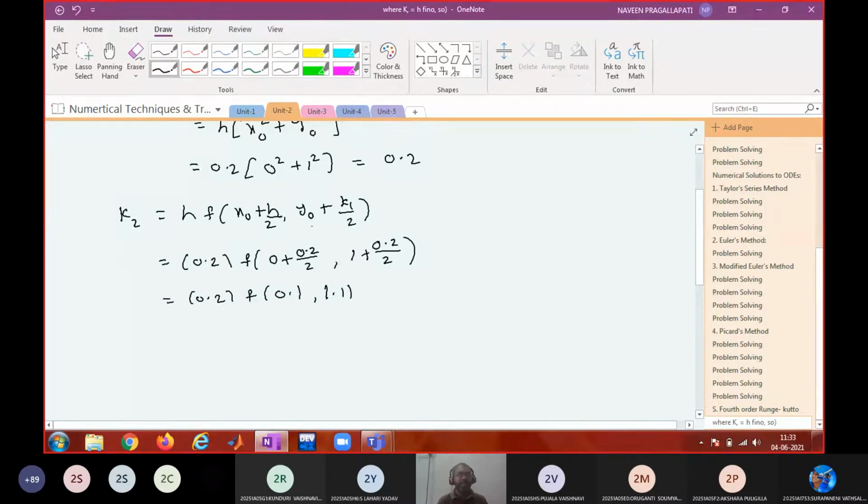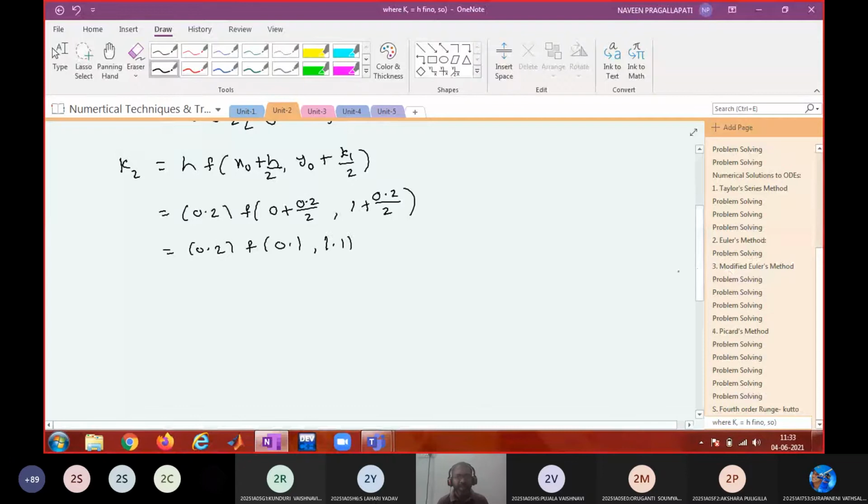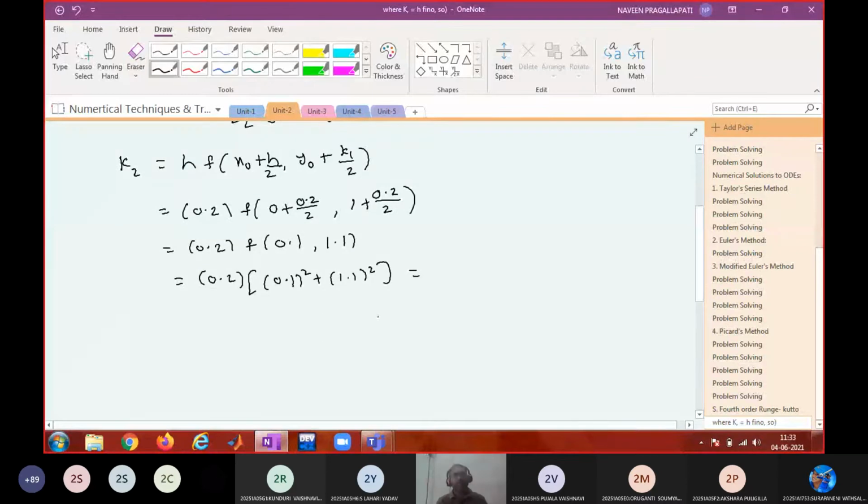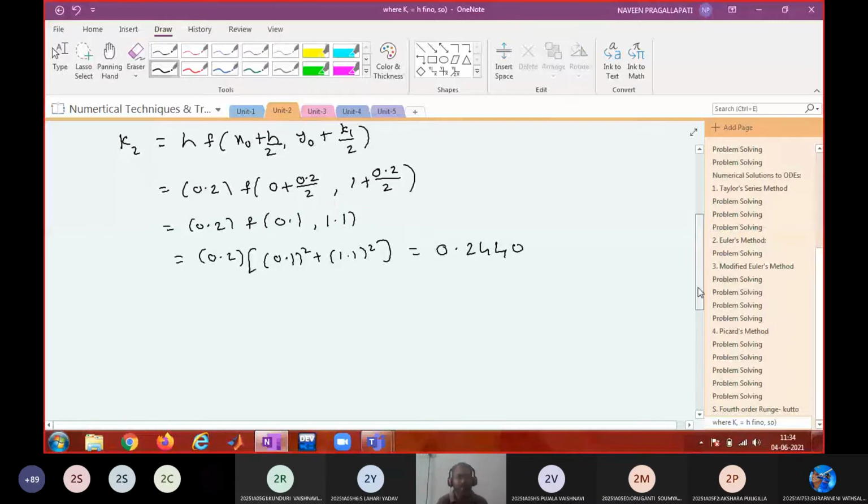Am I right? So now f of a comma b is a square plus b square. So this is 0.2 into 0.1 whole square plus 1.1 whole square. Simplify this. The answer is 0.244. What is the fourth decimal? 0. Yes, okay.